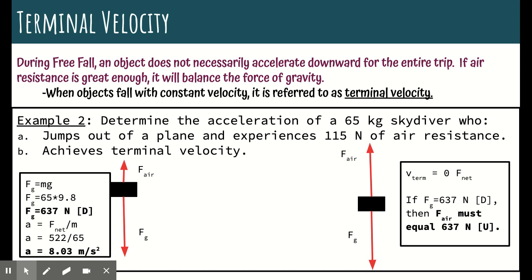So on the right-hand side, you are doing letter B here. So what's happening when it's achieving terminal velocity? This free body diagram is representing an equal balance of air resistance versus the force of gravity. We know that terminal velocity is when the net force is 0. So that means that if our force of gravity is 637 newtons down, then the force of air resistance has to be equal to 637 newtons up. It has to balance it out.